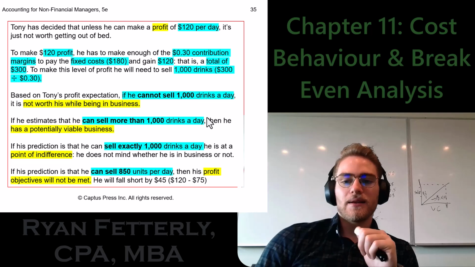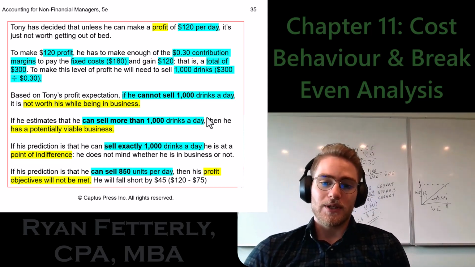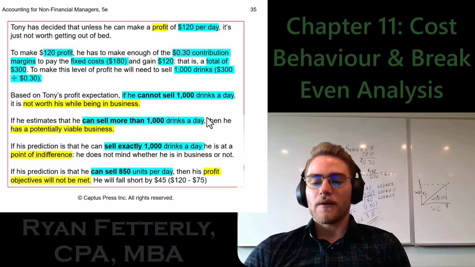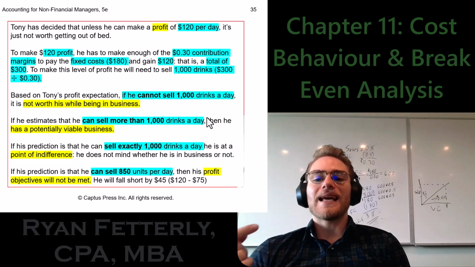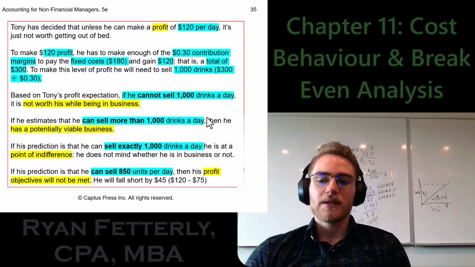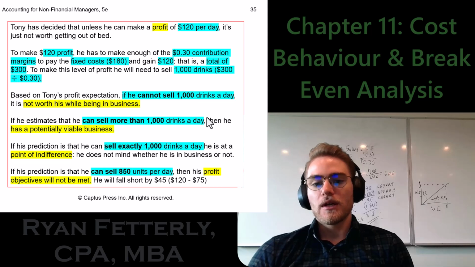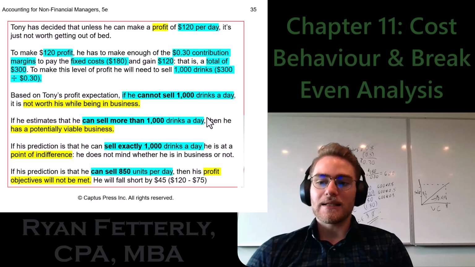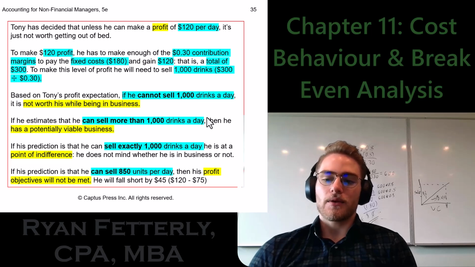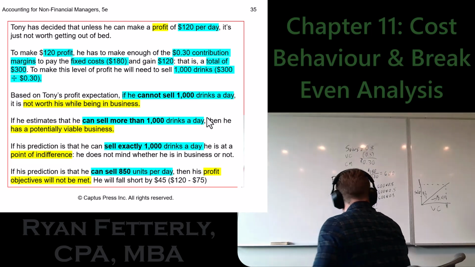So Tony has decided that unless he can make a profit of $120 a day, it's just not worth getting out of bed, pretty much. So to make $120 in profit, he has to make enough of the 30-cent contribution margin to pay his fixed cost of 180, and then he also has to gain an additional 120. So a total of 300 he has to make in contribution margin. So to make this level of profit, he will need to sell 1,000 drinks, and that is 300 divided by 30 cents. So let me show you how they're doing that calculation.